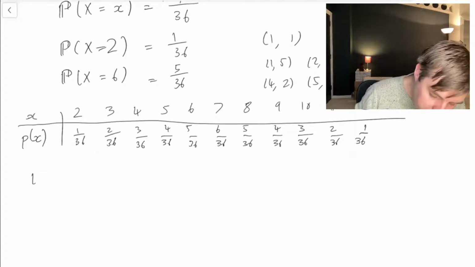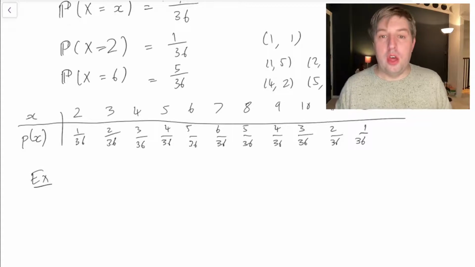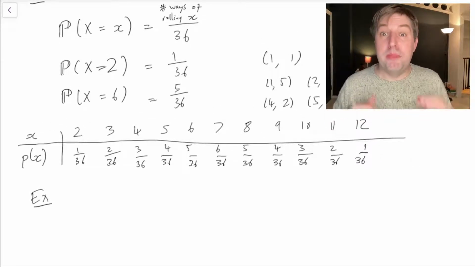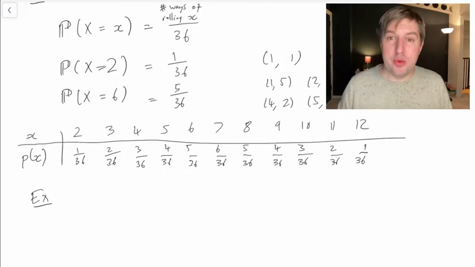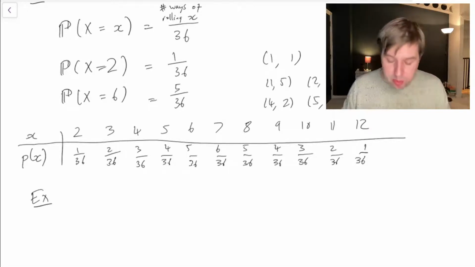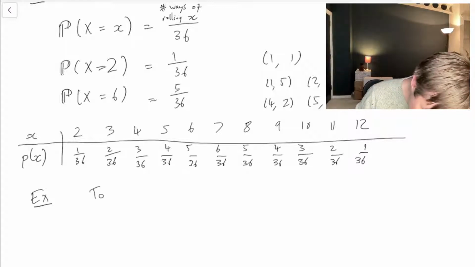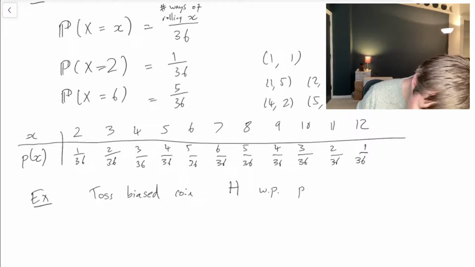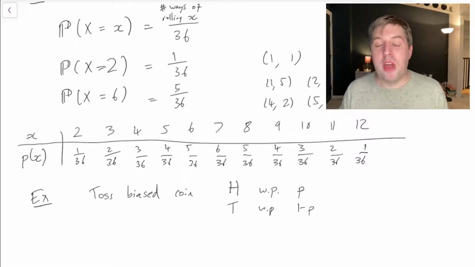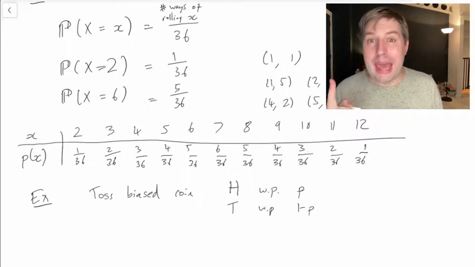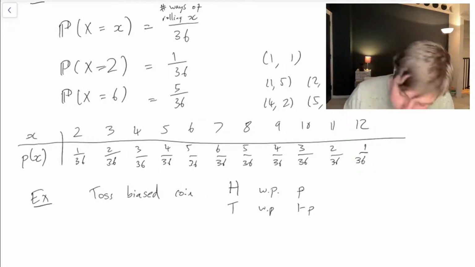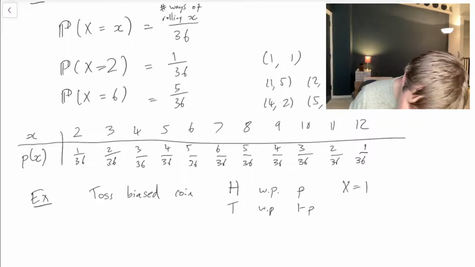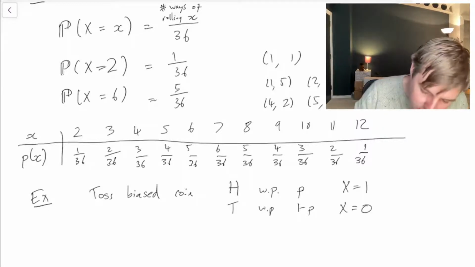Here's another important example. Suppose we toss a biased coin that comes up heads with probability p and tails with probability 1 minus p. So we're tossing a biased coin, heads with probability p, and tails with probability 1 minus p. And our random variable we'll count as 1 if we get heads and 0 if we get tails. So X equals 1 if we get heads, or X equals 0 if we get tails.